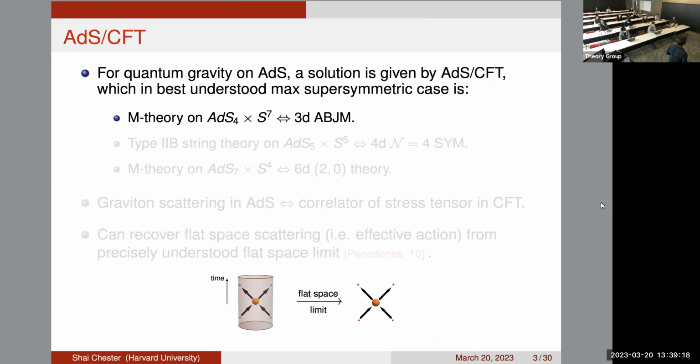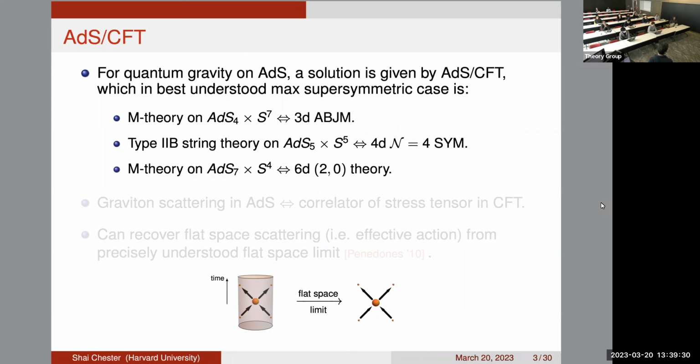There are 3 such cases. When you have M theory on AdS4 cross S7, that's dual to a 3D CFT called ABJM. When you have type IIB string theory on AdS5 cross S5, that's related to N equals 4 super Yang-Mills, a 4D CFT. And when you have M theory on AdS7 cross S4, that's dual to a 6D maximally supersymmetric CFT called the (2,0) theory. In this duality, graviton scattering in AdS quantum gravity is dual to correlators of the stress tensor operator in the CFT.